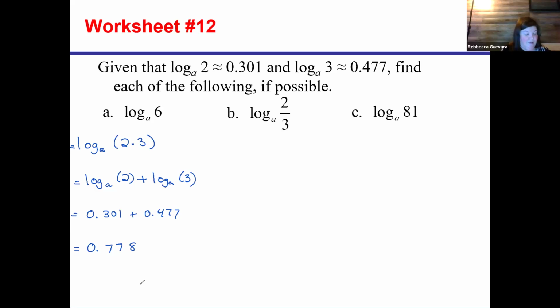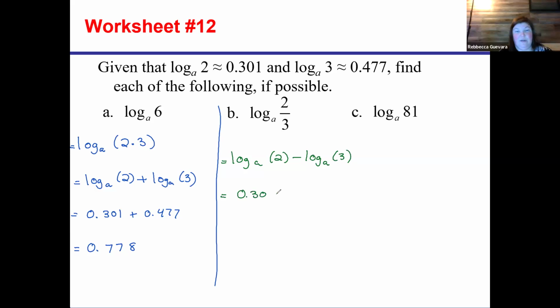So the next one, we see that we have essentially a difference, because we've got log base A of 2 over 3. Well, we know that we can rewrite that as log base A of 2, and then my denominator is a 3, so minus log base A of 3. So here we'll have 0.301 minus log base A of 3, which we know is 0.477. We're going to get negative 0.176 for this one.